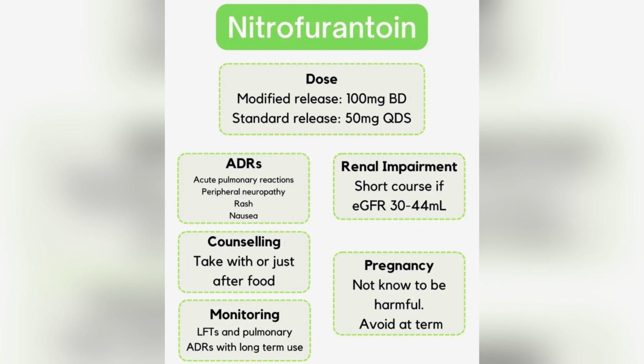Patient monitoring: 1. Liver function tests, 2. Pulmonary adverse drug reactions with long-term use. Renal impairment for therapy: short course if estimated glomerular filtration rate is 30 to 40 milliliters. Pregnancy considerations: not known to be harmful but avoid at term.